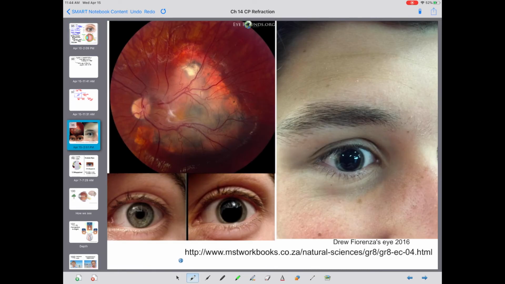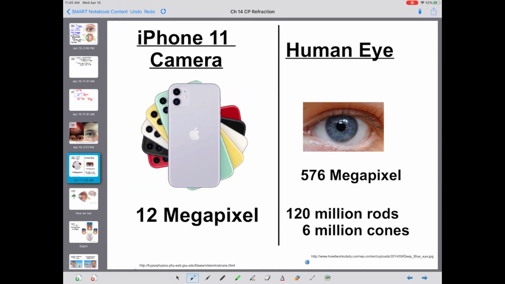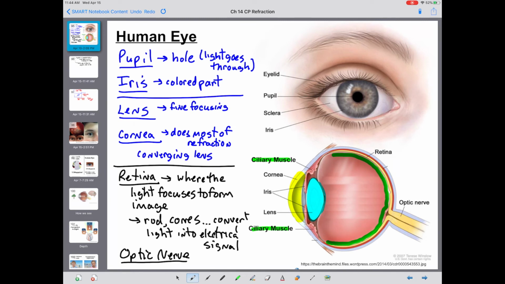I want to return to this image for just a moment and take a look at the retina, which is in the top left corner. That retina is pretty darn complex. If we look at it in comparison to a camera, an iPhone 11 camera, 12 megapixel camera, the human eye with all the rods and cones is equivalent to 576 megapixels. So technologically, we cannot create anything that is anywhere near what the human eye is. Something to ponder.